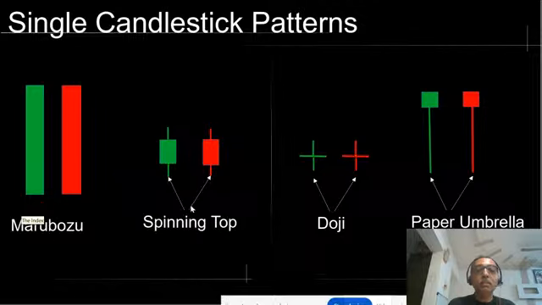Another is called a spinning top. These are relatively smaller candles compared to this, right? Spinning tops and doji, right? These are smaller candles. Spinning tops usually are called pause candles. So if there is a green candle and after that this small green candle appears, there is a high likelihood that it would continue.